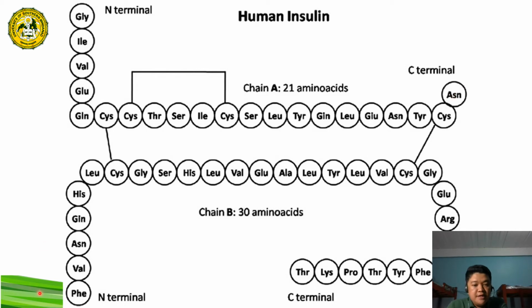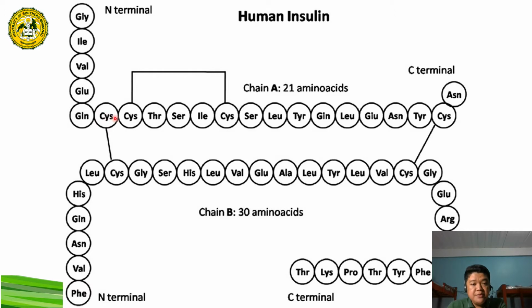For the B chain, the N terminus is usually the phenylalanine, while its C terminus in humans is the threonine amino acid. This is usually fixed in different animal species. And we also have here, as we have said earlier, the two interchain links. The interchain link connects the two chains of our insulin structure.